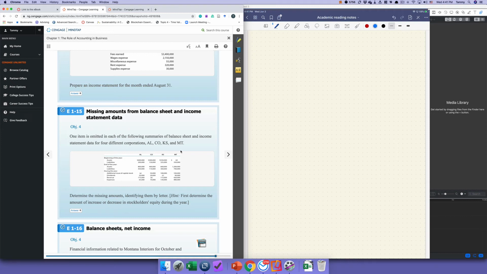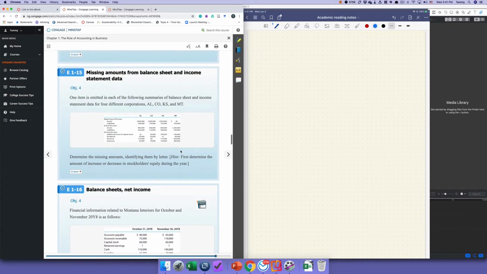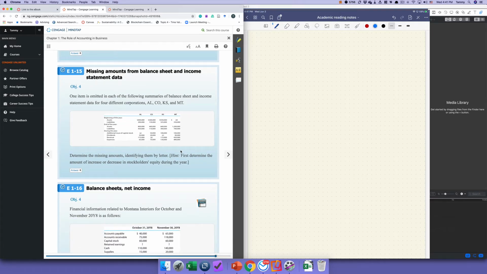Okay, the next thing I want to do is take you through one that's a little bit more complicated, and I'm not sure how well you can see this, but this is exercise 1-15, which is titled Missing Amounts from Balance Sheet and Income Statement Data. And so we're back to using the accounting equation, right? So we start with this premise that assets are going to be equal to liabilities and equity.